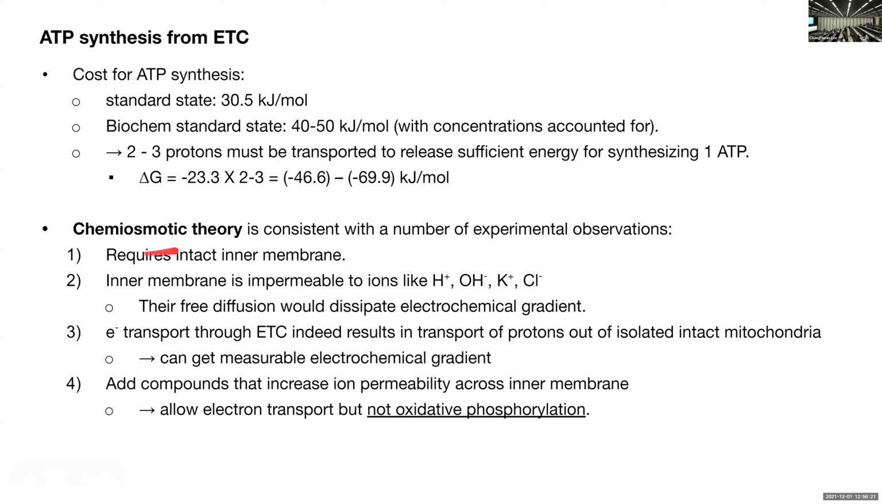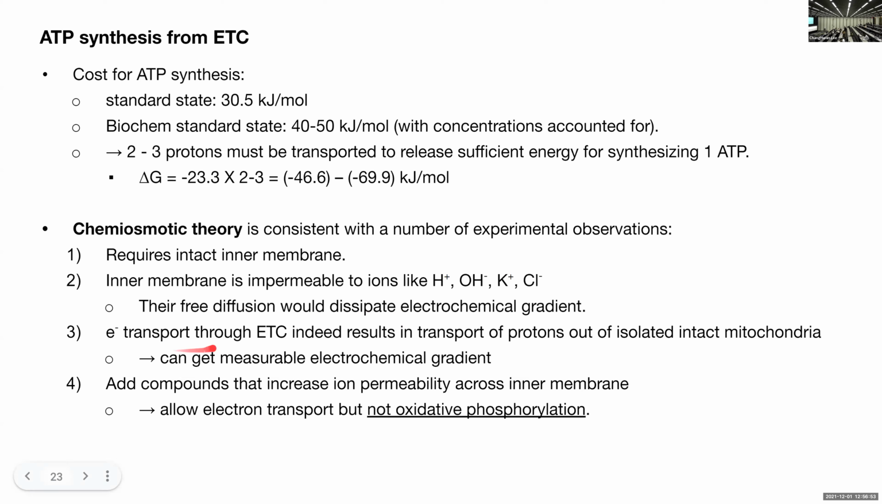So this theory requires an intact inner membrane, because when the inner membrane is affected or leaky or has holes and things like that, then it's not going to be able to set up that nice proton gradient. So it has to be impermeable, especially for the proton, H+, as well as some other ions that can change the charges, right? And again, free diffusion can dissipate this electrochemical gradient.